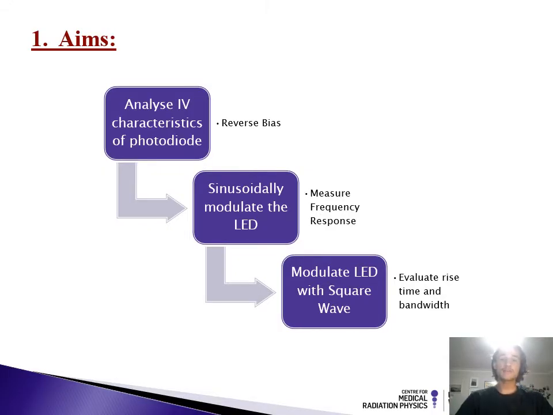The aim of this experiment was to first determine the IV characteristics of a photodiode at various light intensities. The aim of Part B was to sinusoidally modulate the LED in order to determine the frequency response. In addition, the LED was modulated using an input square wave, allowing students to analyze the effect on the output voltage as the period of the wave decreased. During this process, the rise time of this system could also be determined.